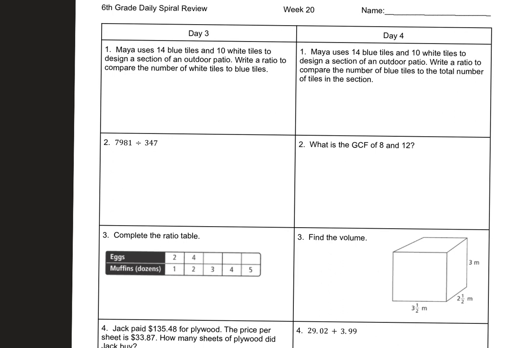All right, guys, here are some of the bell ringer answers for the day. Day 3, number 1, Maya uses 14 blue tiles, 10 white tiles to design a section of an outdoor patio. Write a ratio to compare the number of white tiles to blue tiles. Well, it asks for white tiles first, blue tiles second. We're going to write 10 to 14.